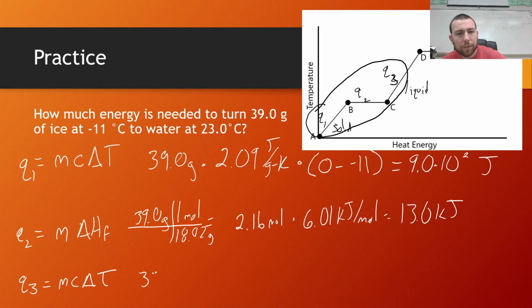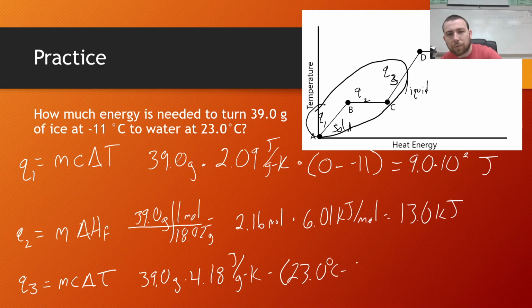And then for our last piece, we've got 39.0 grams times 4.18 joules per gram Kelvin times our change in temperature. It's going to be 23.0 degrees Celsius minus 0 degrees Celsius. So you've got 39 times 4.18 times 23. And again, for this one, we're going to need 3 sig figs. So that's going to be 3.75 times 10 to the third joules.